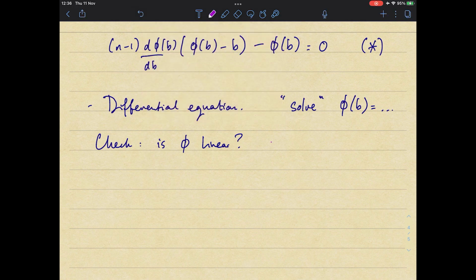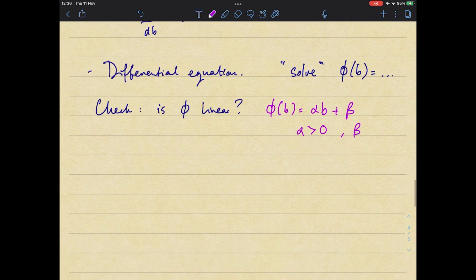So what would it mean for phi to be linear? Phi of b would be equal to alpha times b plus some beta, right? Where alpha would be positive, because this is increasing, and beta could be any number, I guess. Well, it can't be any number, because remember our assumption: the person whose value is 0 in equilibrium bids 0. That was one of our assumptions.